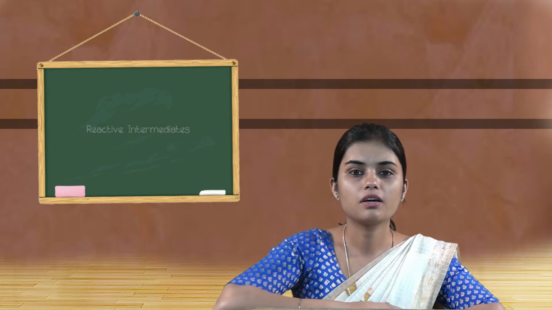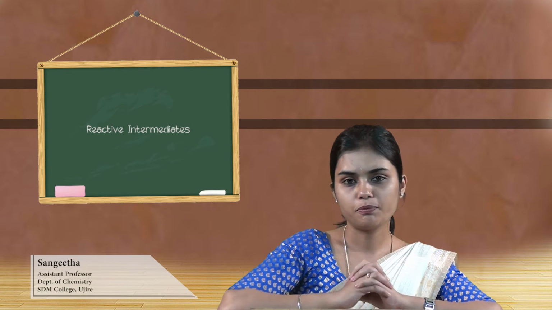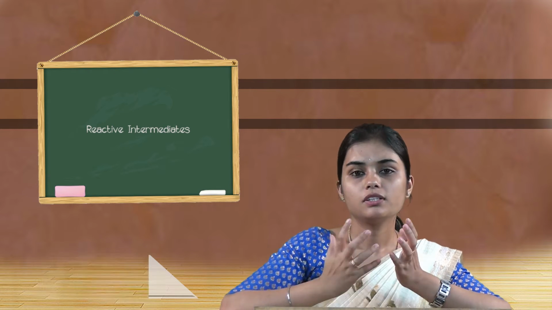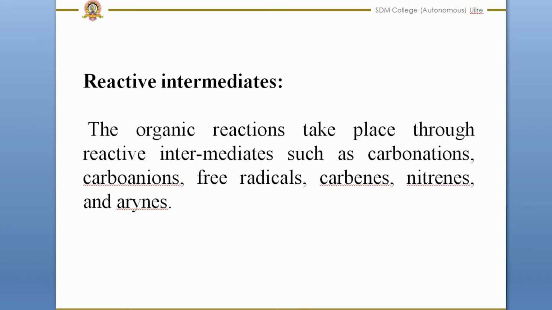Hello students, today I am here to discuss one of the beautiful topics of organic chemistry, that is reactive intermediates. An organic reaction proceeds through an intermediate, which thereafter combines with some reagents to form the products. There are 6 such reactive intermediates that we shall discuss one by one: carbocation, carbanion, free radical, carbene, nitrene and arynes.